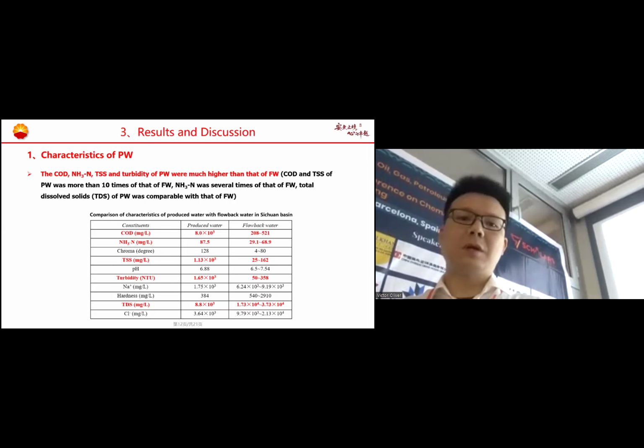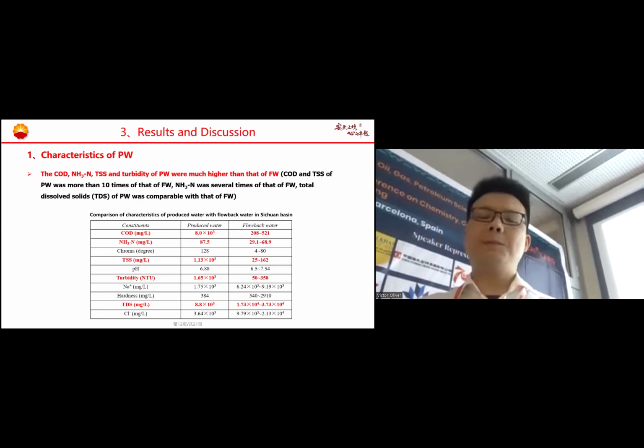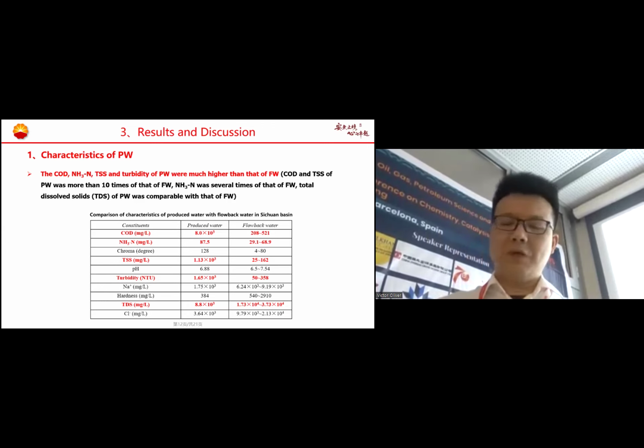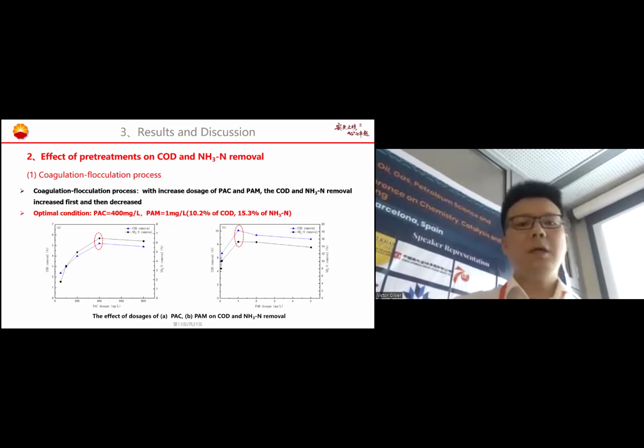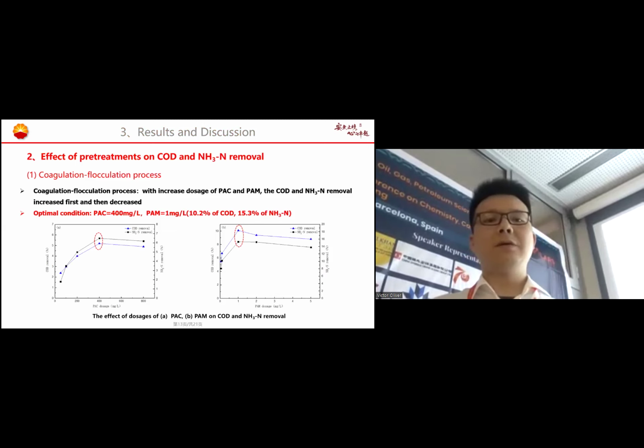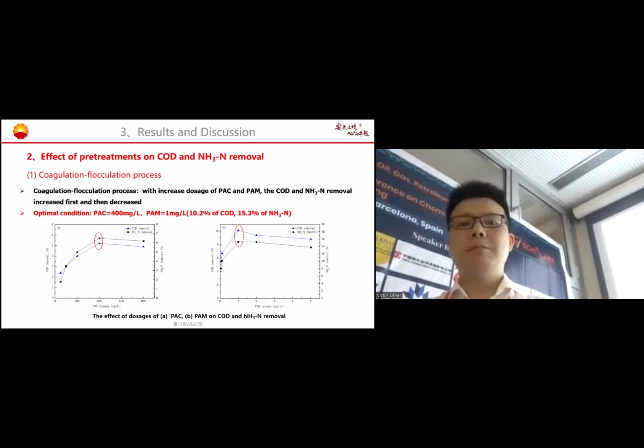The results indicate that the water quality of produced water is much more complex than that of flowback water. So using the compound technology to treat the produced water to discharge is difficult. We start the coagulation flocculation process to remove COD and ammonium nitrogen.